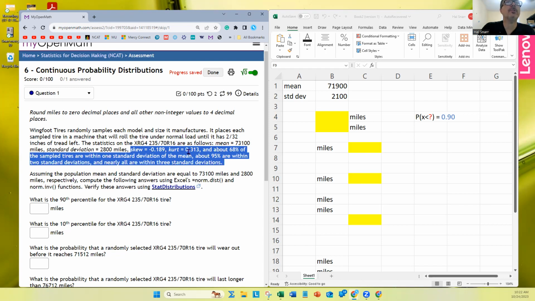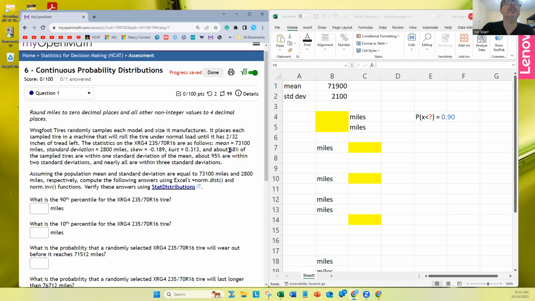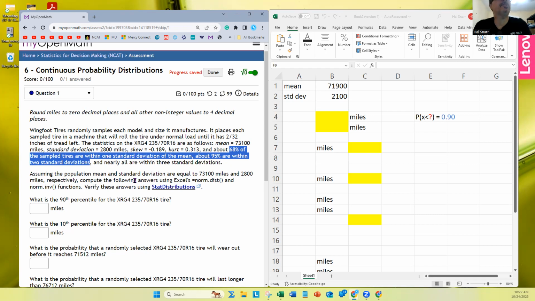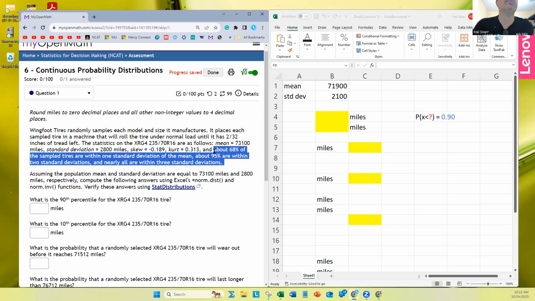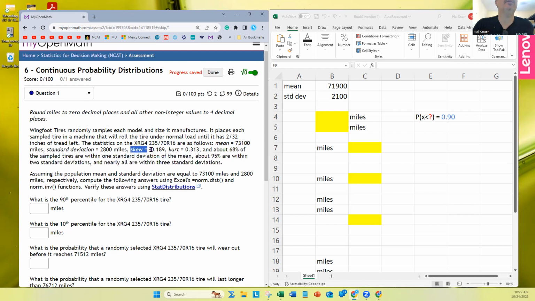Now, this information right here suggests the data is normally distributed because the skew is close to zero, kurtosis is close to zero, and this right here is the empirical rule, right? About 68% are within one standard deviation, about 95% are within two standard deviations, and nearly all are within three standard deviations, right? So what we're saying here is the empirical rule is satisfied. The distribution is pretty symmetric, and the top of the distribution is rounded, right? It's not pointed or flat.